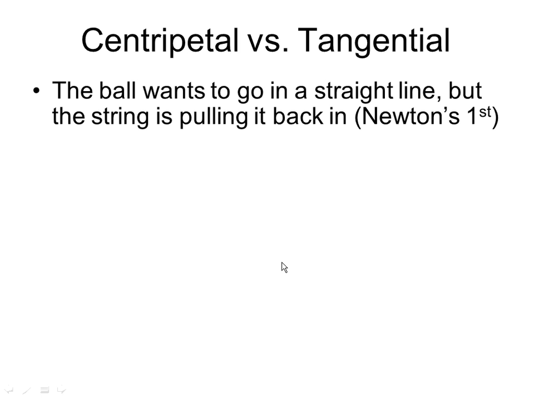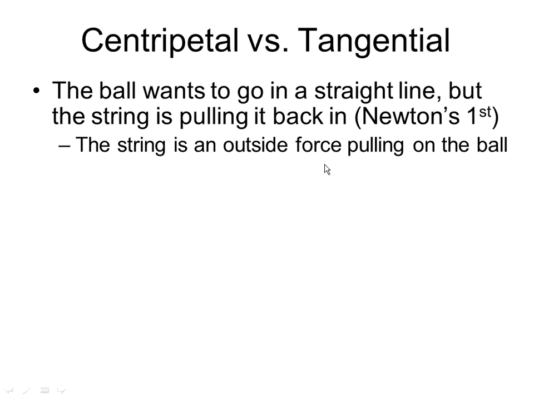So, centripetal versus tangential. The ball would like to go in a straight line, and by like to, I mean it has inertia. But the string was pulling back on it, pulling it inwards. The string is effectively an outside force. There's an outside force, which means, according to Newton's laws, there's an acceleration.